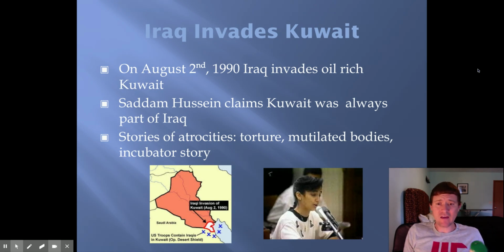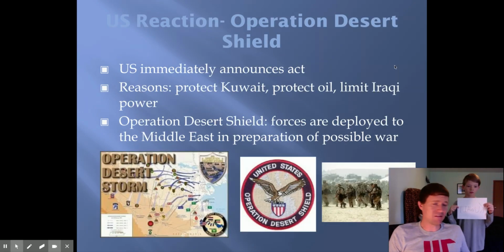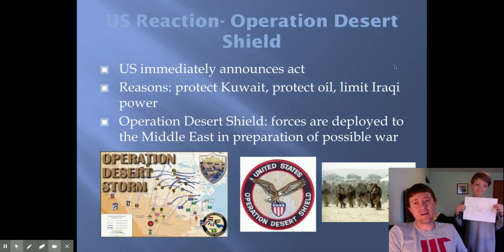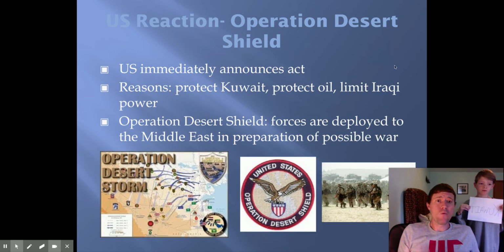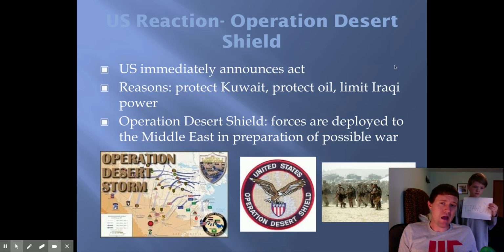So Iraq invades Kuwait, and the United States is not a big fan of this. So we immediately denounce the act, and Kuwait wants our help. We denounce the act, and we want to make sure that Kuwait and the oil of Kuwait is not in the hands of a ruthless dictator, Saddam Hussein. We want to limit Iraqi power.